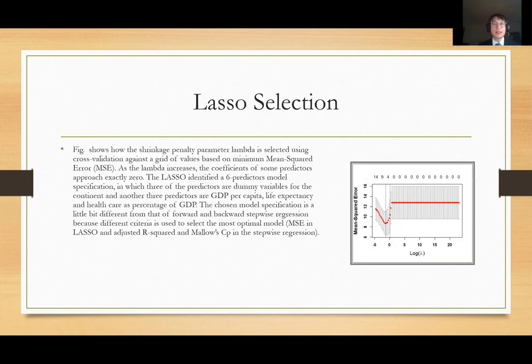Here is the lasso selection, and the results show how the shrinkage penalizes the parameters when lambda is selected using cross-validation against a grid of values based on the minimal MSE. As lambda increases, the coefficients of some predictors approach exactly 0.